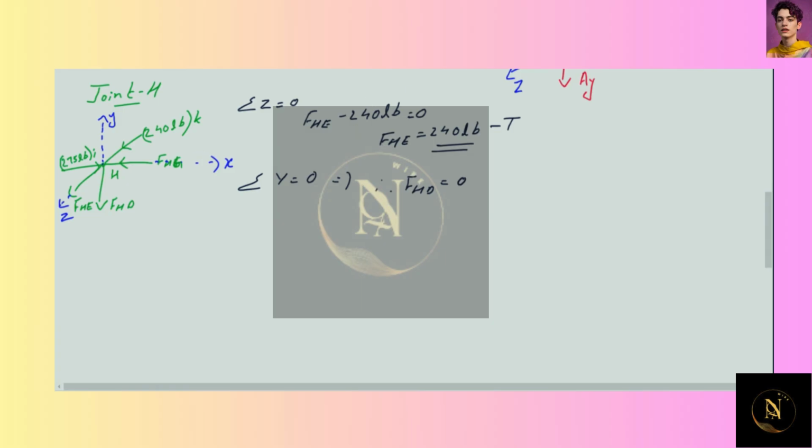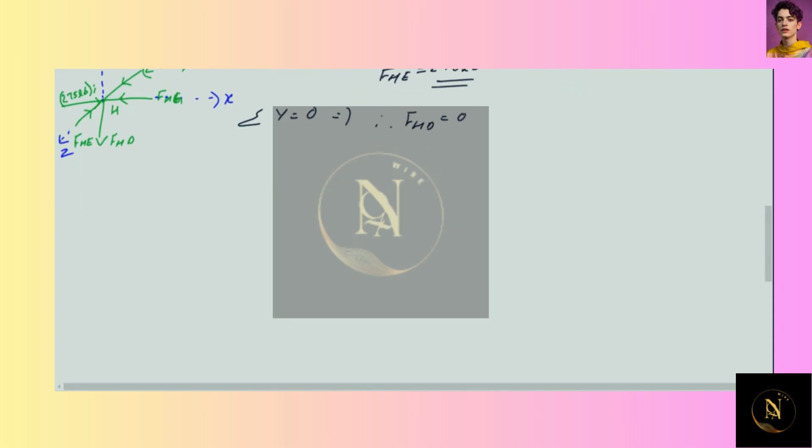Here there is one thing we should remember, that is the FHE. The actual direction of FHE, you can see here, will be going inward. That's why FHE minus 240 will be. So if the FHE is going inward, that creates compression. Let's denote it by the letter C. Okay, sorry for the confusion. Now the next joint, that is joint D.